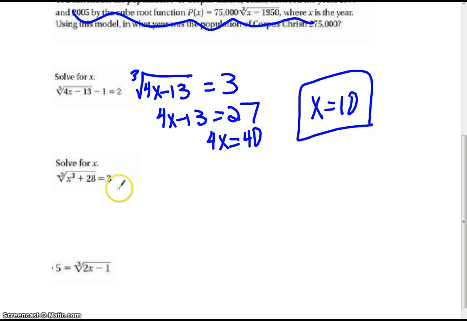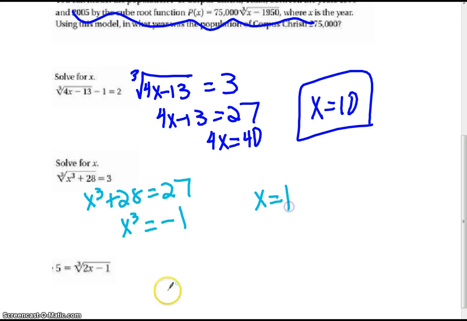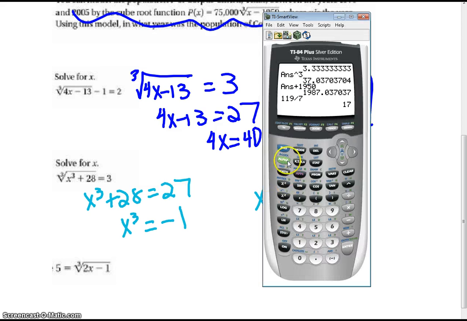Looking at your next one, you're ready to cube to start with, so x to the third plus 28 is equal to 3 to the third, which is 27. Move your 28, x to the third is equal to negative 1. You're going to have to uncube it. The cubed root of negative 1 is negative 1. If you weren't sure, you could do that in your calculator. And so you would do math 4 for the cubed root, negative 1, enter, and it tells you, sure enough, negative 1.